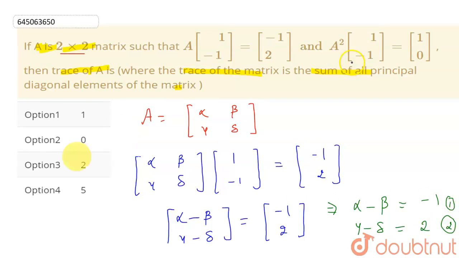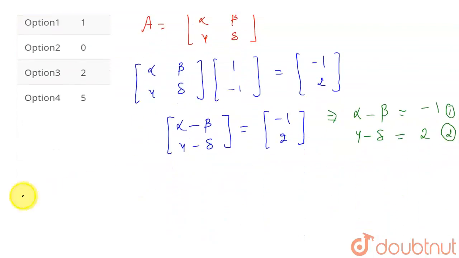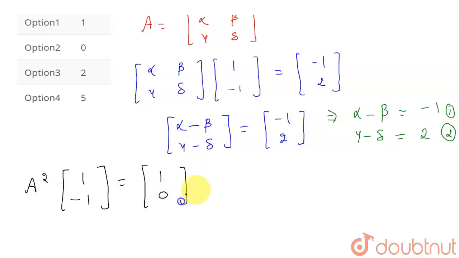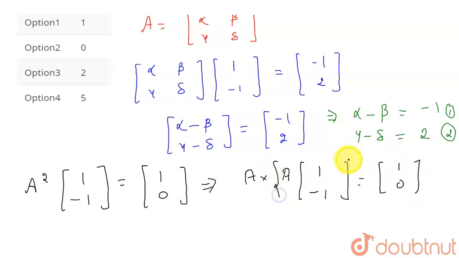Now let me use my second condition, which is A square into this is equal to 1 comma 0. Let me write below: A square into 1 minus 1 is equal to 1 comma 0. Which implies A into, I can write this A square as A into A, into 1 comma minus 1, is equal to 1 comma 0. And this is my first relation: A into 1 comma minus 1 is given as minus 1 comma 2.